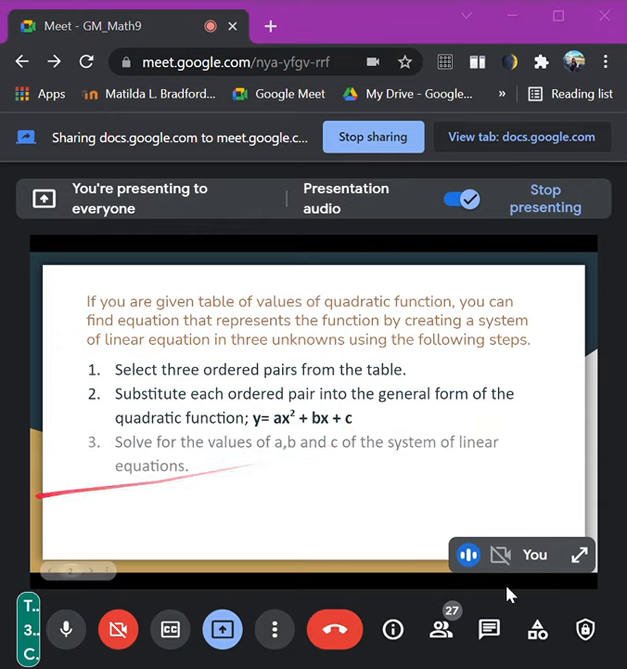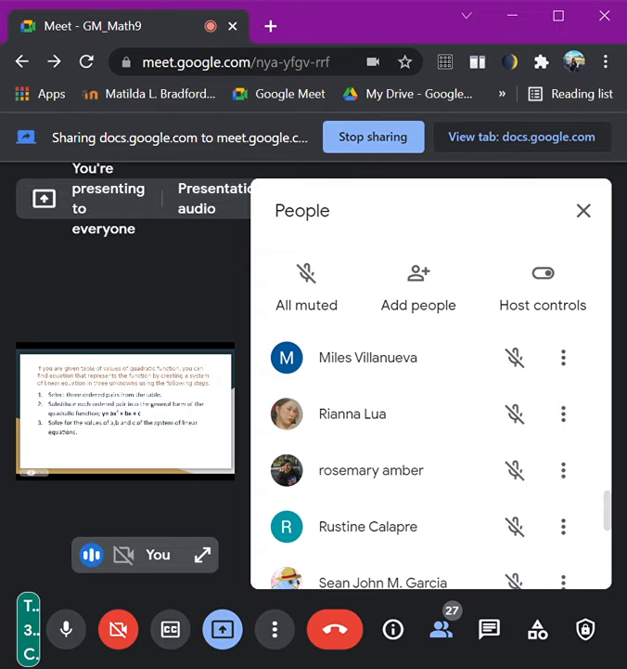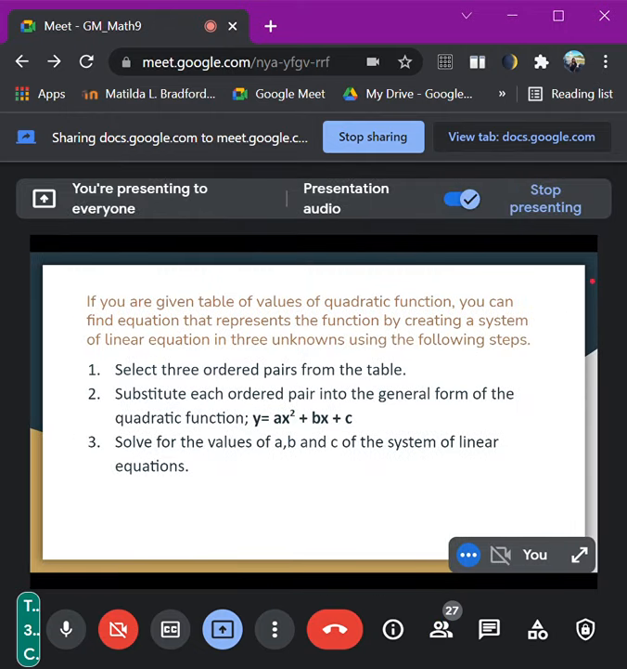And now, please read number 3. Solve for the values of a, b, and c of the system of linear equations. Okay, thank you. So here, we are going to see which ones cancel, or which ones we can subtract or add, in order for us to get the values of a, b, and c.